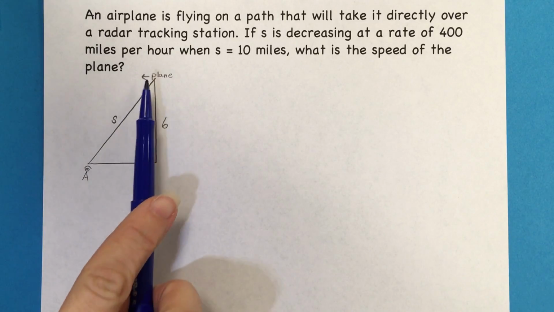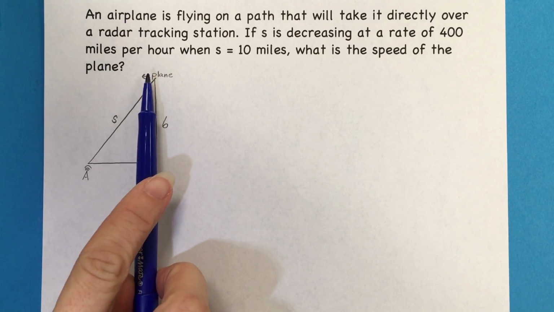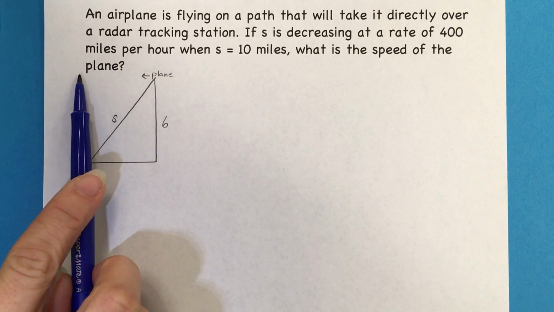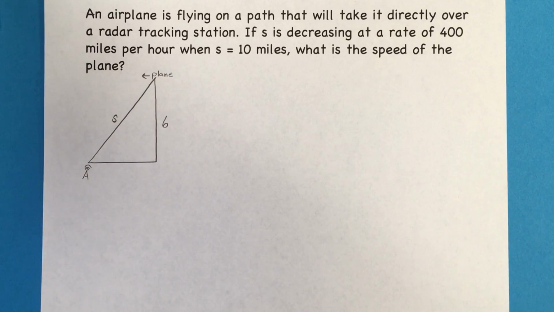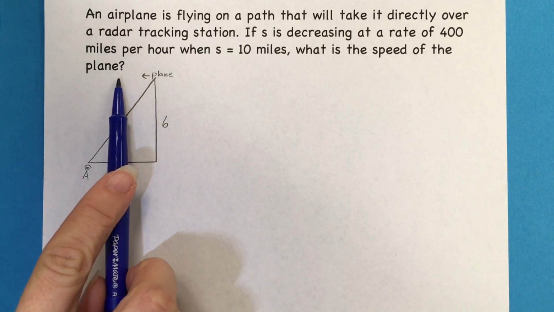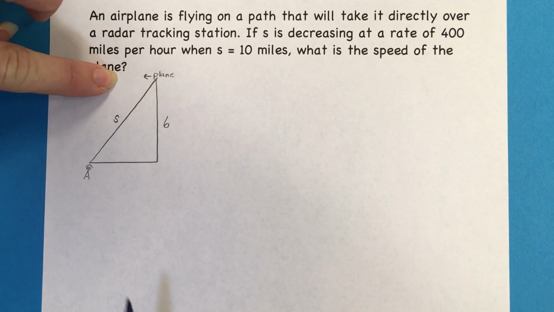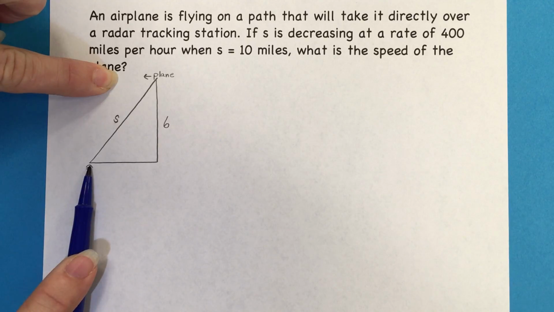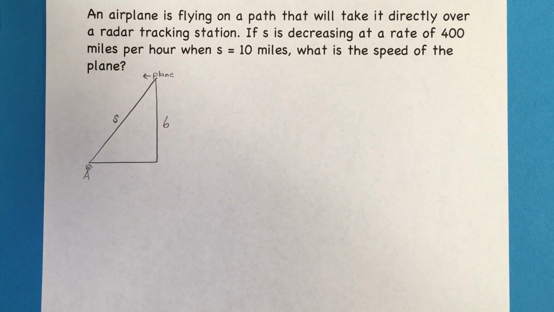But this plane is 6 miles off the ground. As this plane flies this way, this distance from the ground to the plane is not ever going to change. It's always going to be 6. That's something that's constant. But now S is going to change, because as you move your plane, let's say to this location, and you were to get the distance from there to the radar station, then S would actually end up being a smaller value at that point. So that's something that's constantly changing.